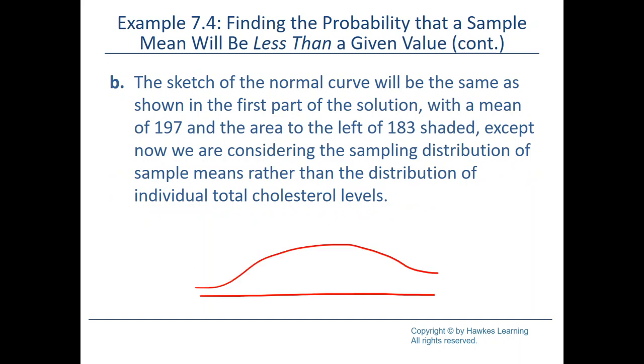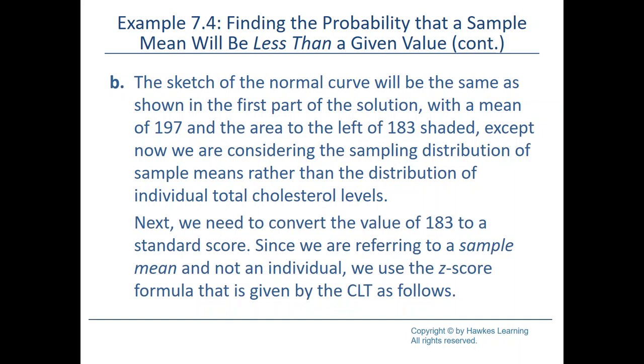We've got our 197 here, our 183 would be about here, and again I'm still doing less than. What I need to make note of is what the problem is actually referring to. Am I referring to an individual, or am I referring to an actual sample? If you are using your table, this time we would have to convert, and the z-score formula is different because we have to apply the central limit theorem.